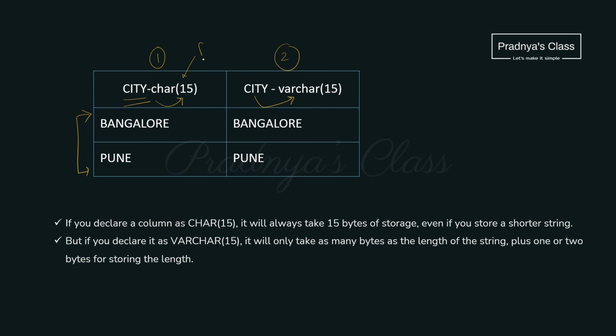The column with the char will always use fixed length. It means it will occupy the 15 bytes of storage, even if you are storing a string of shorter length. But what about varchar? Though the size we have mentioned is 15, it will occupy the length of the string. In some versions, it may take 1 or 2 bytes for storing the length too. So here is the difference between char and varchar data type.